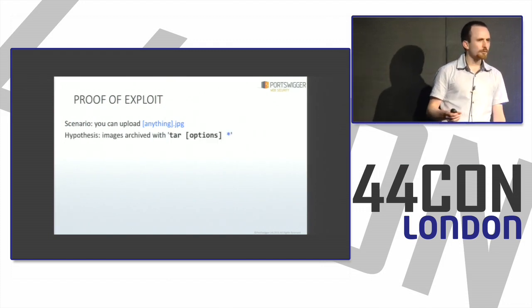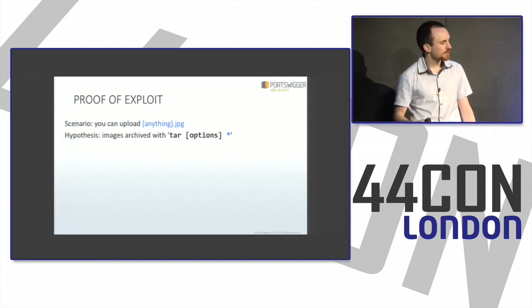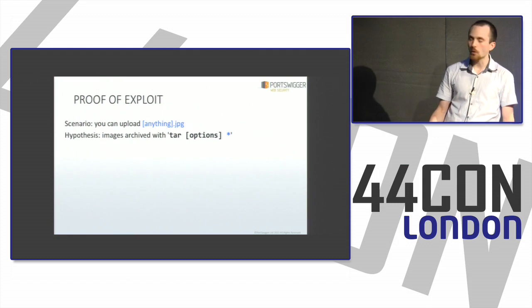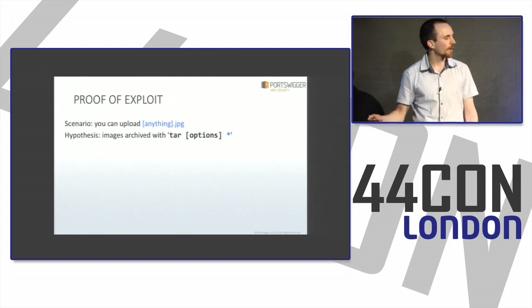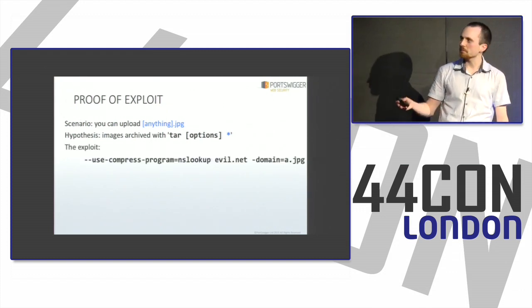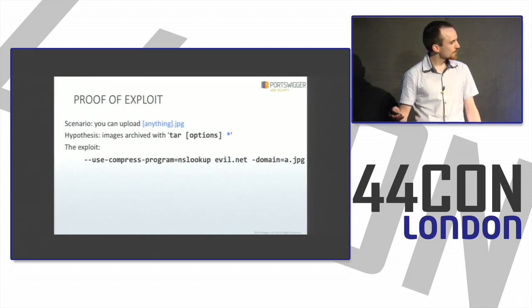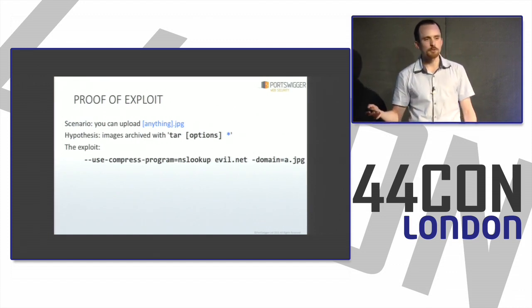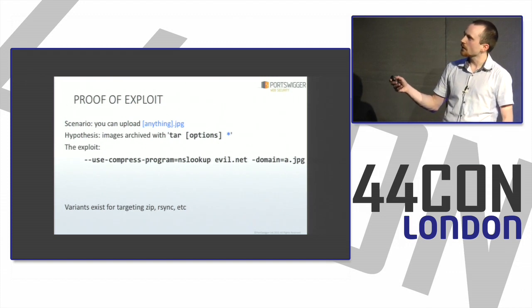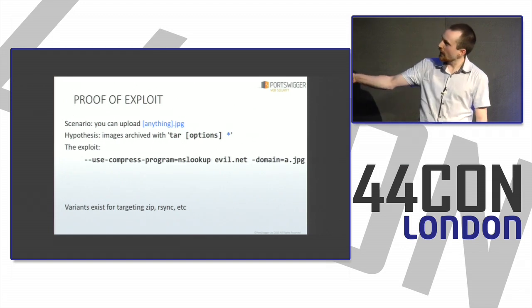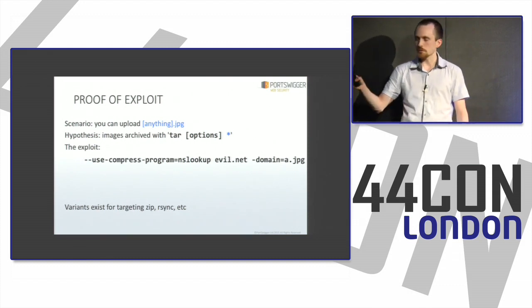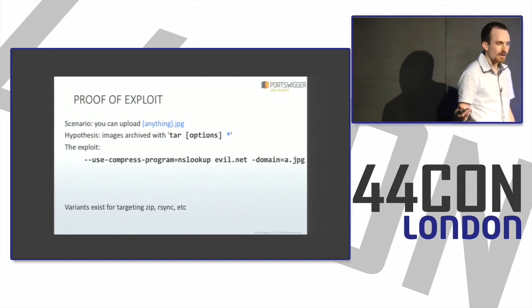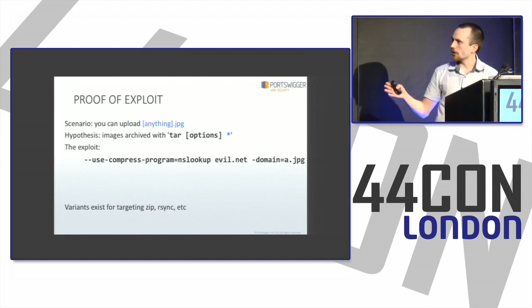But if there's a cron job or a studious sysadmin who happens to decide to back up all of the images and uses something like tar star, then we can exploit that. All we have to do is upload an image with a slightly suspicious file name. What tar star will do when it sees that is interpret that as a command line argument, and it will execute that shell command and send a ping back to us to let us know we've got a shell somewhere. And there are variants of that payload that work for various other tools.